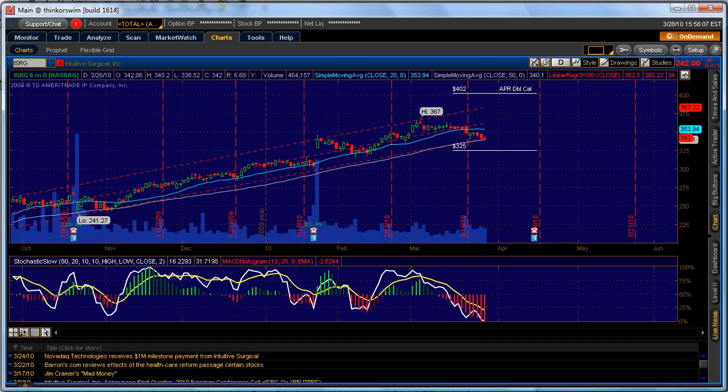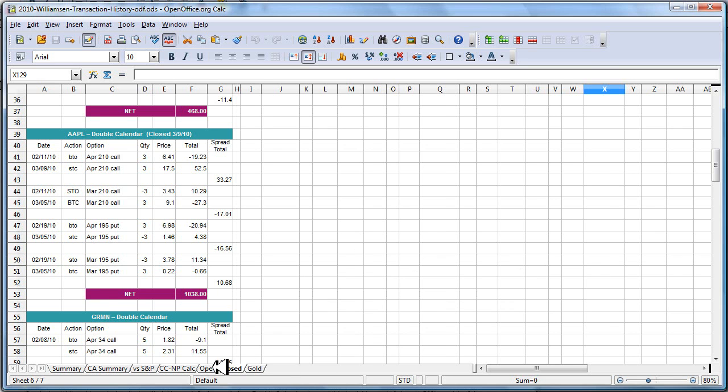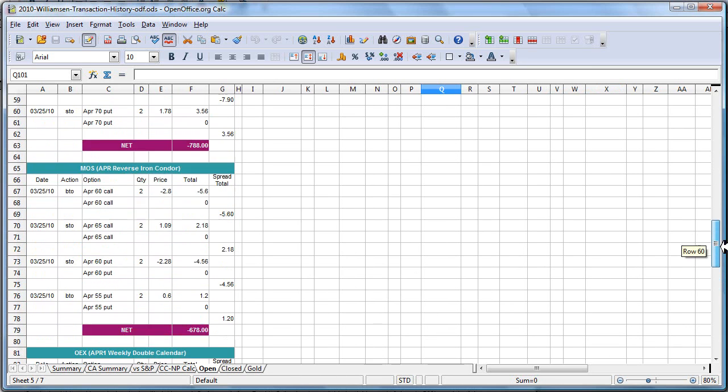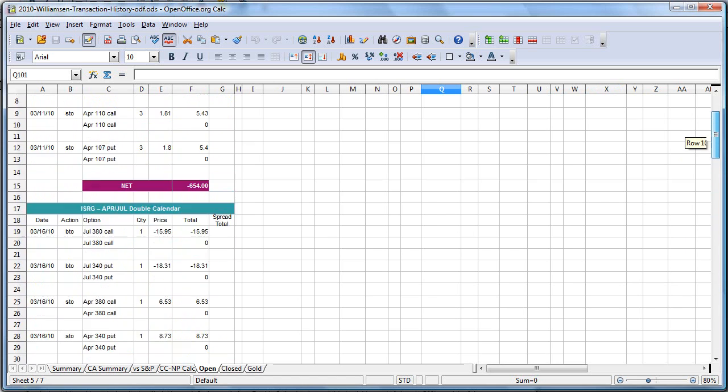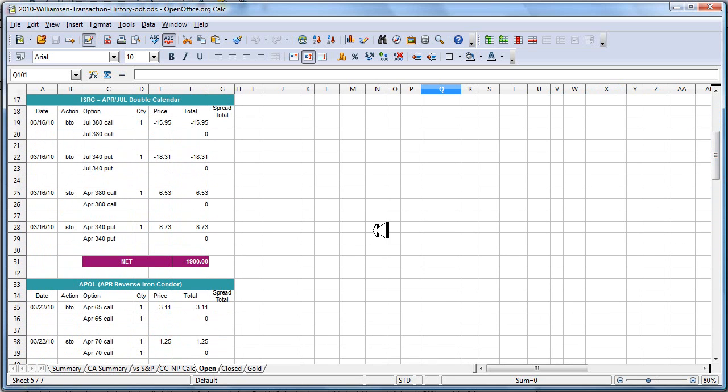So on this particular one, let me go back and look at my spreadsheet real quick. In case you're wondering, I use OpenOffice, and this is their spreadsheet. It works just like Excel, and it's free, and it's really nice. I like it. So this trade cost me $1,900 total, and these are all of what I bought and sold for the options here, and the total was $1,900.